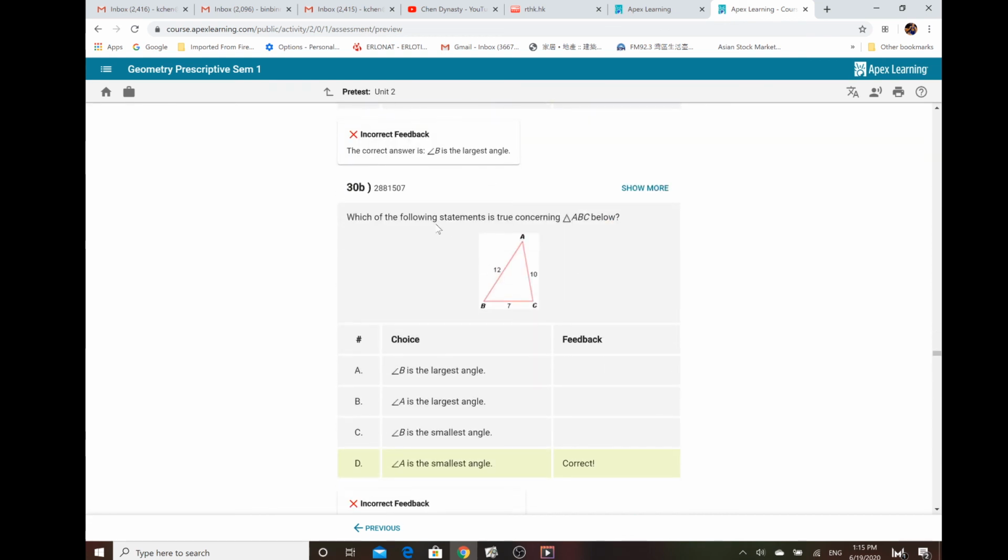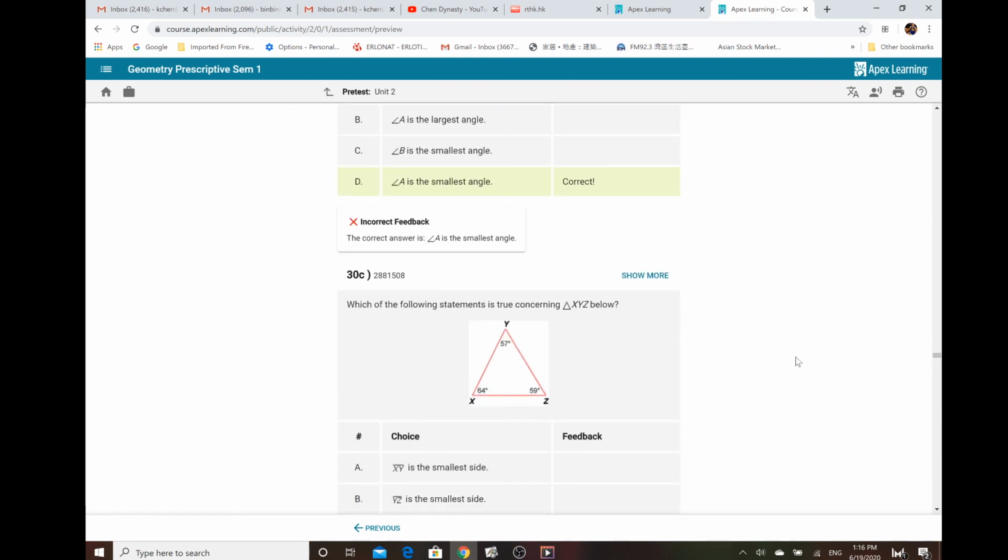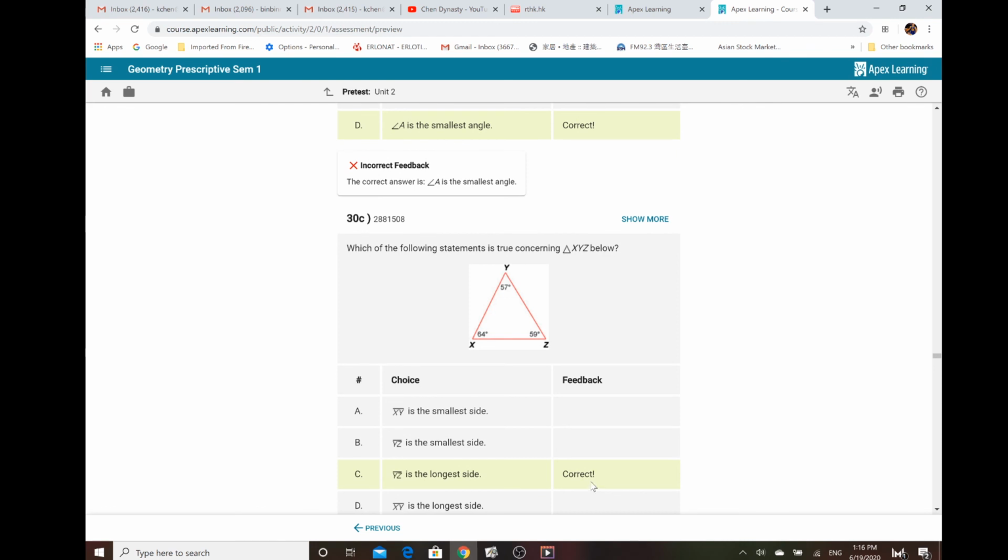Here's another one. Which one of the following statements is true concerning triangle ABC below? 7 is the shortest segment, so that means angle A is the smallest angle. And which one of the following statements is true concerning triangle XYZ below? This one we want to find out the longest leg. The longest leg is the one facing the largest angle. So the longest leg would be segment YZ, because this one is facing angle X, and angle X is the largest angle here.